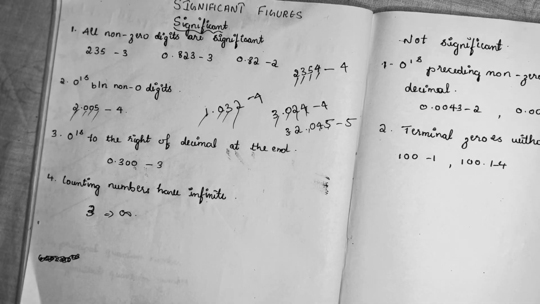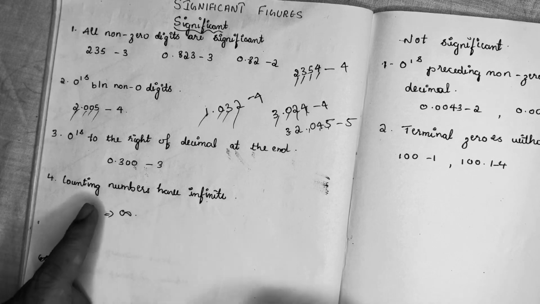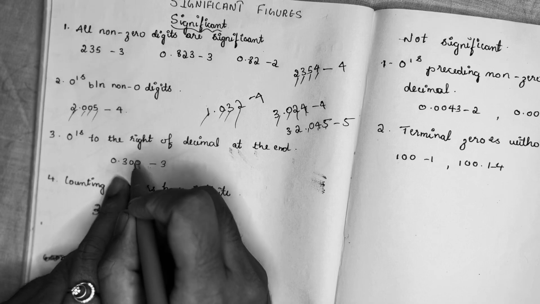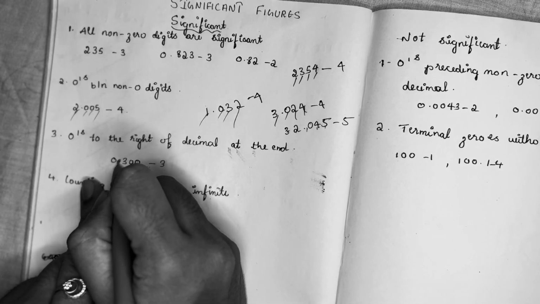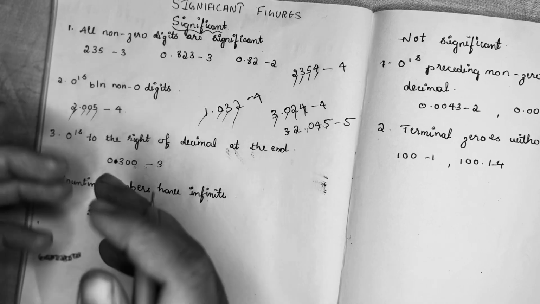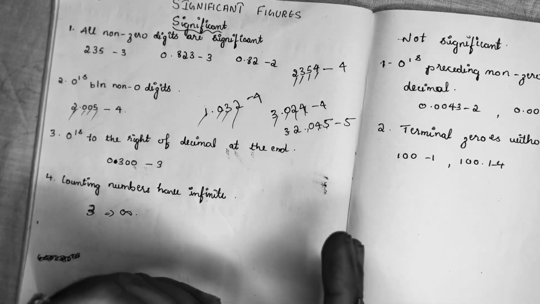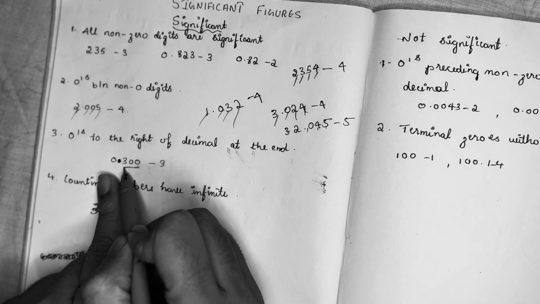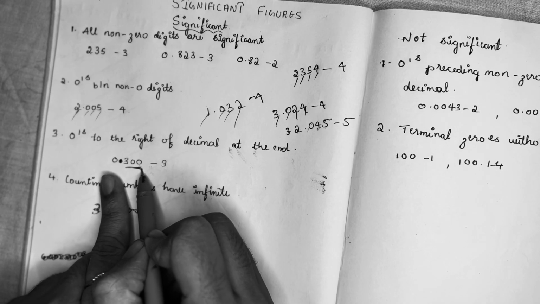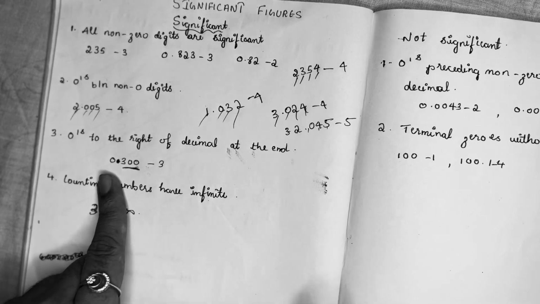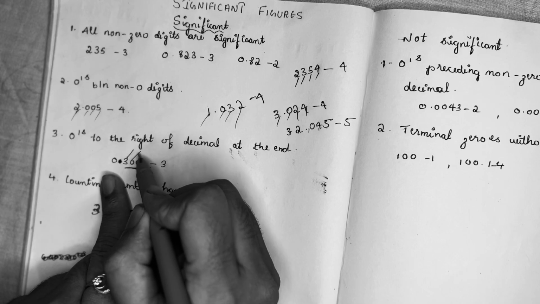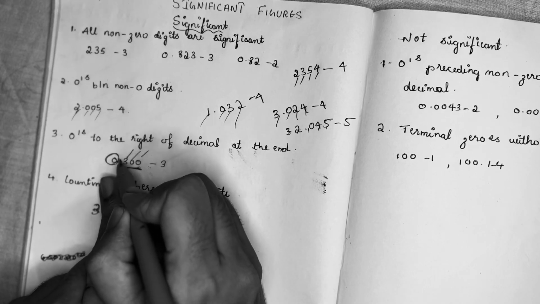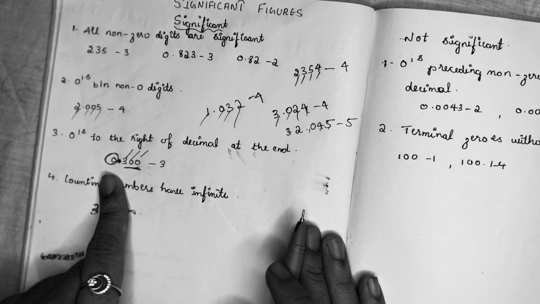And again the third point is that zeros to the right of the decimal at the end are significant. Here you can see the decimal, right? The zeros which are to the right of the decimal and after the non-zero digit, we take as significant figures. So here how many significant figures? 1, 2, 3. And we won't be counting this 0. Why? Because it is present before the decimal, right?